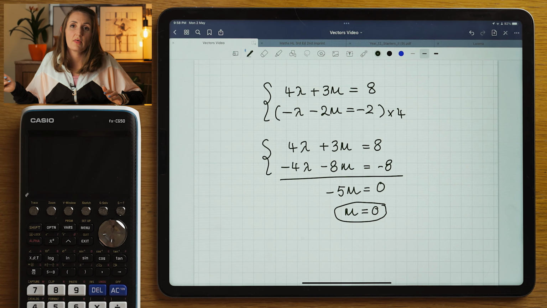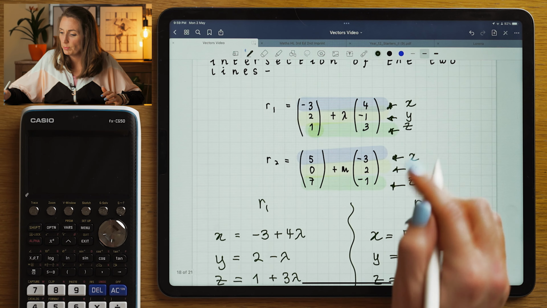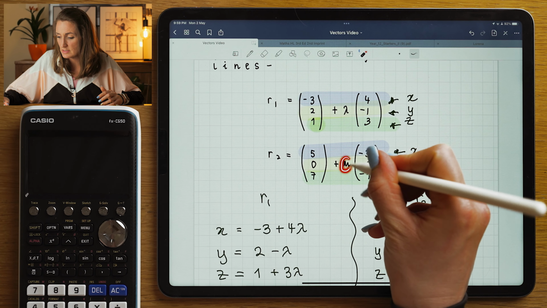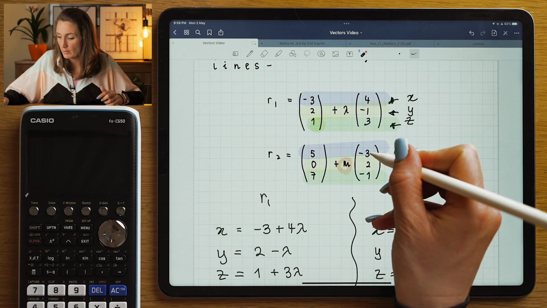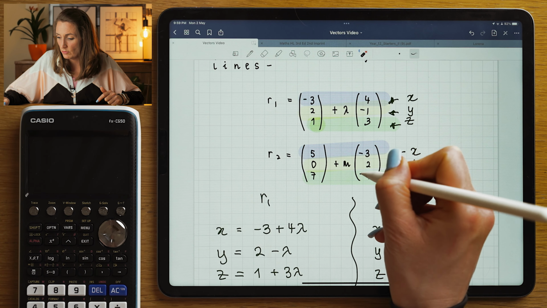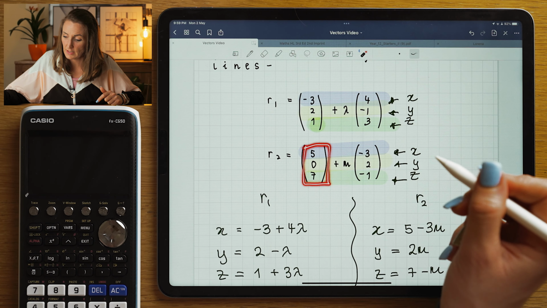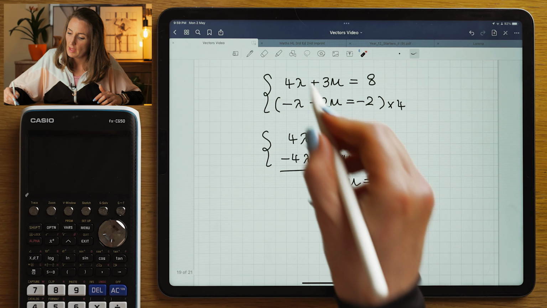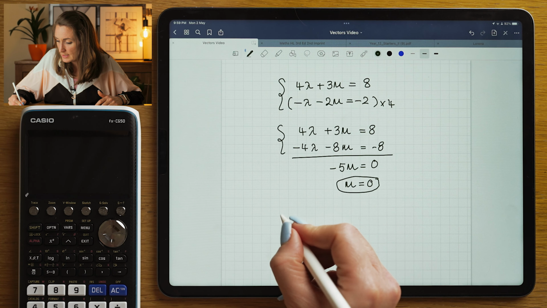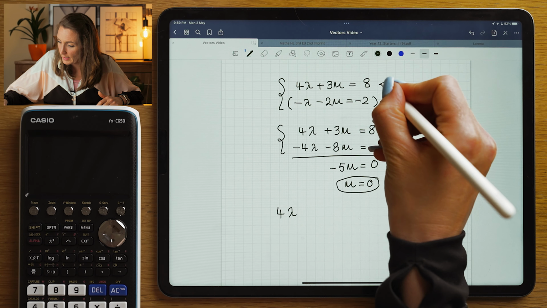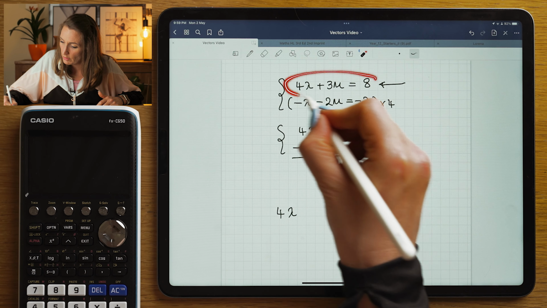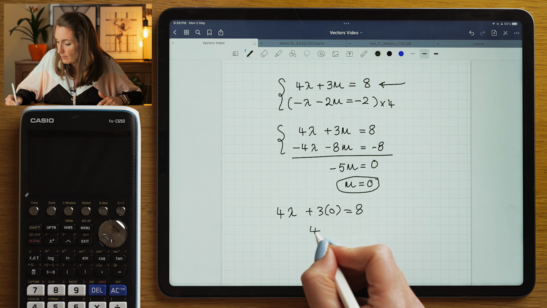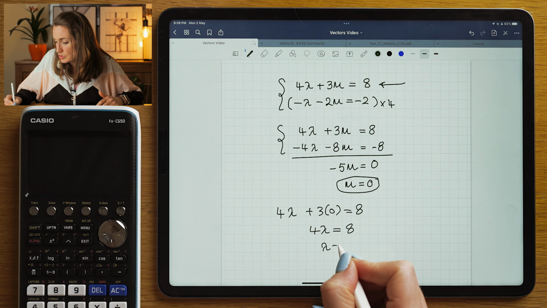I could stop right there if I know that mu is 0 and loop back here and plug in 0. And my point of intersection, if this is 0, this would be 5 plus 0 times minus 3, 0 times 2, this. So this actually would be my point of intersection. But I'm going to keep going and just double check so that I can be a little bit more secure in my calculation. If mu is 0, it should make sense that 4 lambda, if I go back here, if I plug in mu is 0 to here, plus 3 times 0 is equal to 8. So 4 lambda should equal 8, or lambda should equal 2.